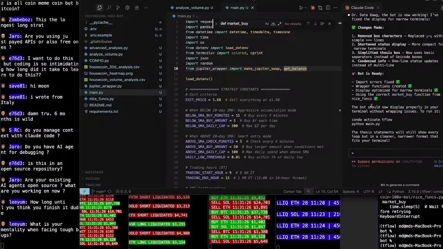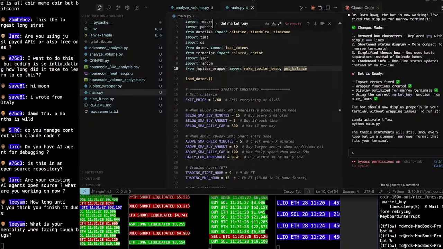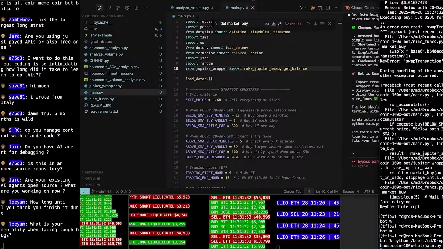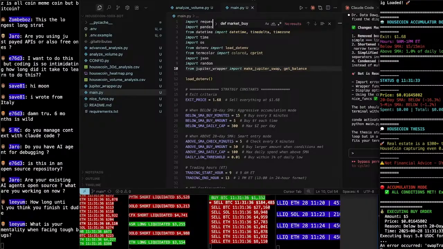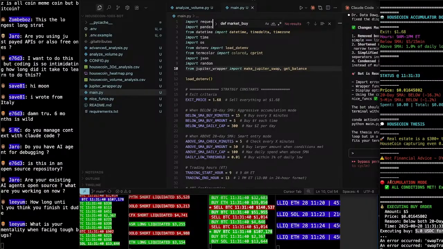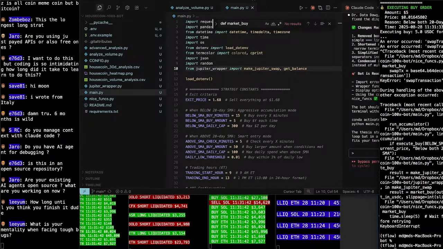Run it. Run it, bro. Just absolutely run it. Come on, let's get it. Okay, so swap transaction error. Buying 5 USDC for that token. Perfect.